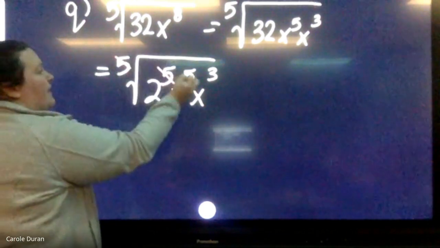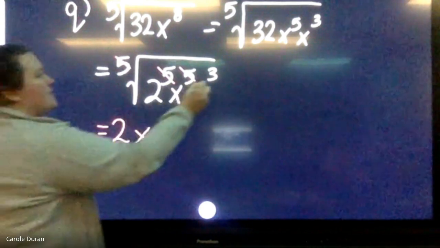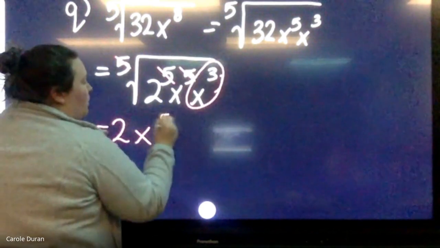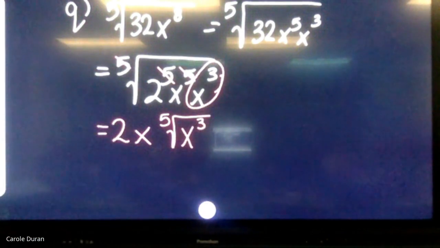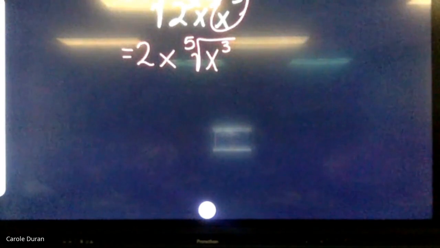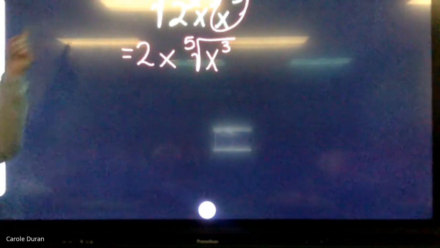Okay. So this 5, are we listening? It is going to cancel this 5 and this 5, so those are going to come outside of my radicals. But this x cubed was a remainder that has to stay. So this becomes 2x times the 5th root of x cubed. That remainder stays under the same radical we started with. No absolute value on that one because I had a 5th root, which is an odd root, so I don't have to worry about it.